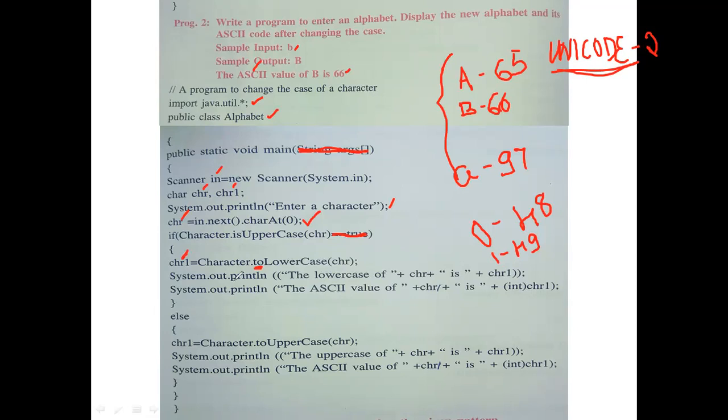Right? Then the lowercase of the character, whatever character I enter, is converted to lowercase, right? That is stored in the CHR variable, right? So that will be displayed. If you enter capital B, the condition is satisfied. It converts into lowercase. Then it prints the lowercase of capital B, the small letter b.